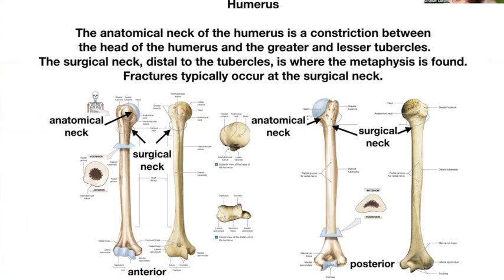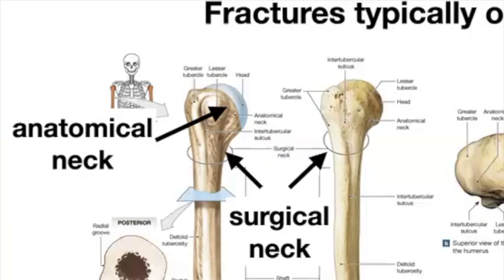Okay, the anatomical neck of the humerus is a constriction between the head of the humerus and the greater and the lesser tubercles. You can see in the picture where the arrow is pointing, it doesn't look like much of a neck. It's not much of a constriction, and it's pointed to in the left picture there.